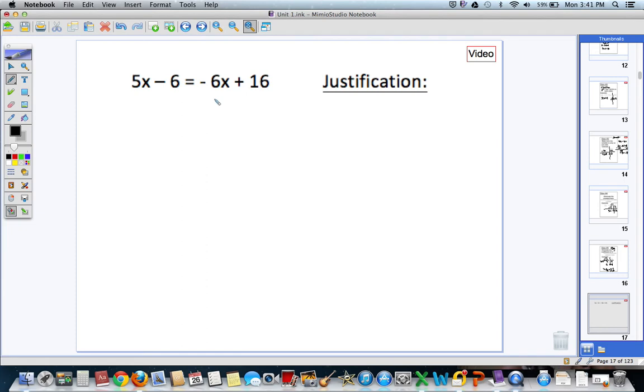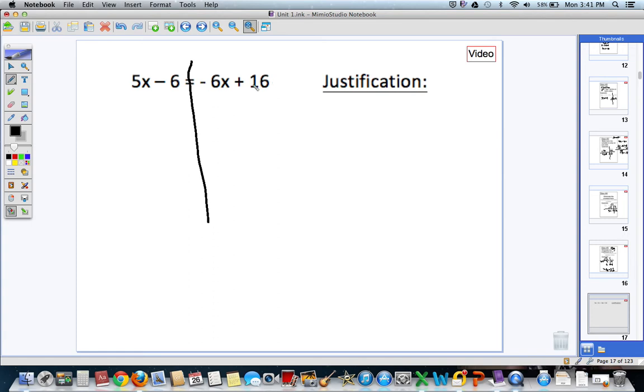Okay, so now we're going to talk about justification. So here's our problem. 5x minus 6 equals negative 6x plus 16. So step 1, there's no parentheses. We can move on. Step 2, combine like terms. So we look over here on this side. 5x and a negative 6, they aren't like terms, we leave it. Negative 6x plus 16, they aren't like terms on this side, we leave it.